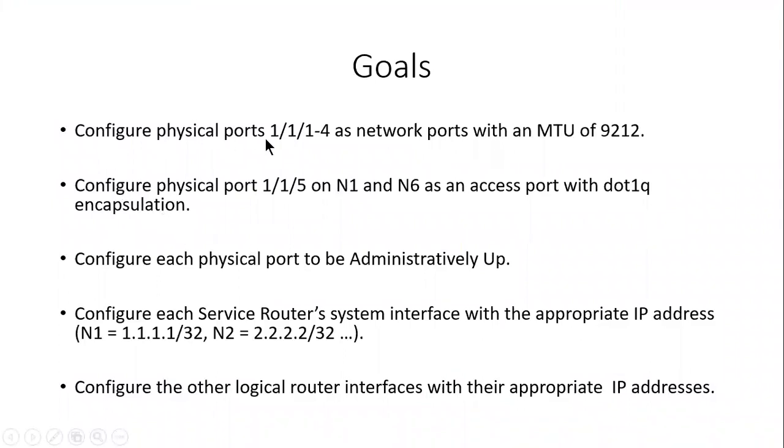So we've configured all of our physical ports, all of the core-facing network ports with an MTU of 9212. We've configured both of our switch ports, 1/1/5 on N1 and N6, as access ports with .1Q encapsulation. And we've also configured each physical port to be administratively up. So our next step is to configure each service router's system interface with the appropriate IP address.